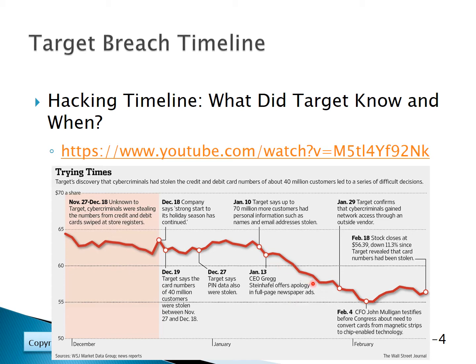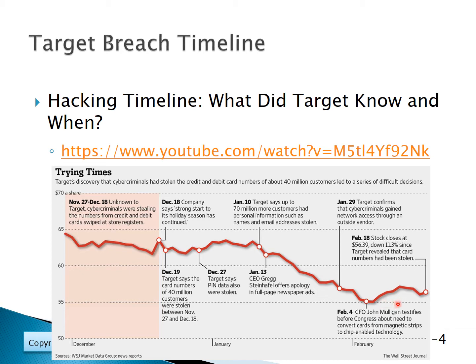So the price keeps dropping. People, including both the customers and investors, do not trust the company anymore. Another 2 weeks later, Target confirms the source of the problem. It's actually that the criminals gained network access through an outside vendor. Later on, the CFO testified before Congress about the need to convert cards from magnetic strips to chip-enabled technology.